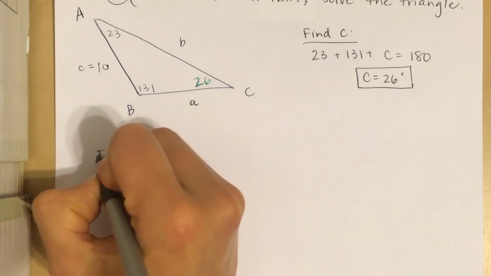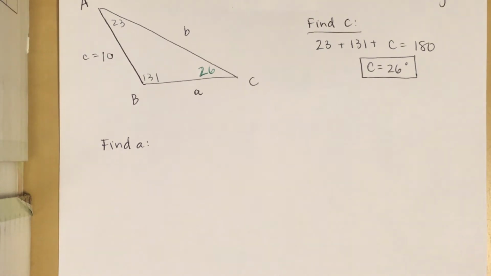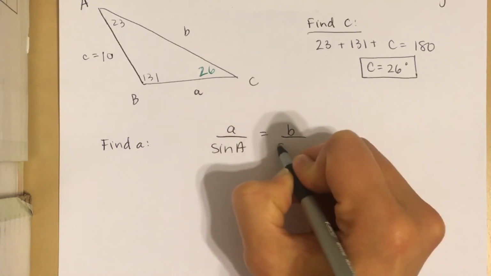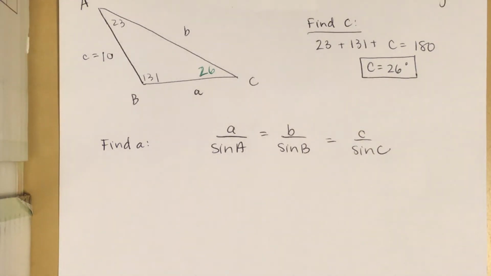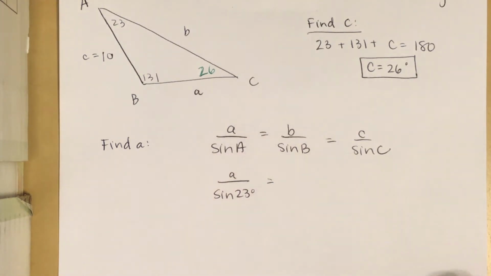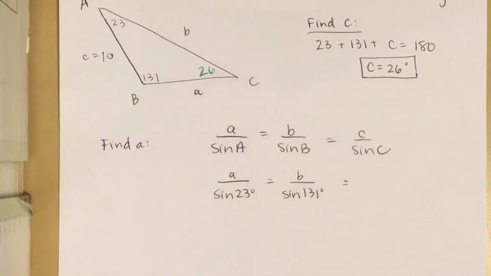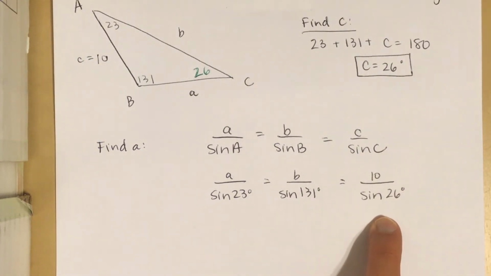All right, let's find little a. It doesn't matter if you find little a or little b first. I'm just going to choose a because it's first in the alphabet. Let's set up our law of sines. That is little a over sine big A equals little b over sine big B equals little c over sine big C. And let's fill in what numbers we know. So little a is unknown, but big A is 23 degrees. All of these will be in degrees. Little b is unknown, but angle B is 131, and little c is 10, and now we know that angle C is 26 degrees.